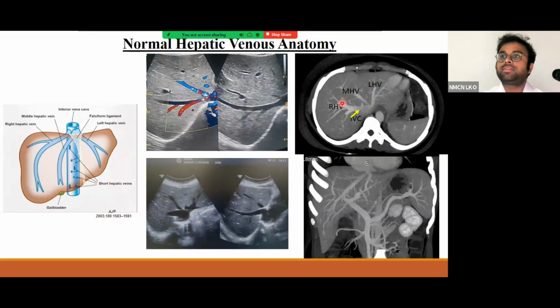Here, this is an axial contrast CT image showing the right hepatic vein, middle hepatic vein, and left hepatic vein opening into IVC. In this image, apart from the hepatic veins, the right and middle, we can see the portal vein, the splenic vein, and superior mesenteric vein.